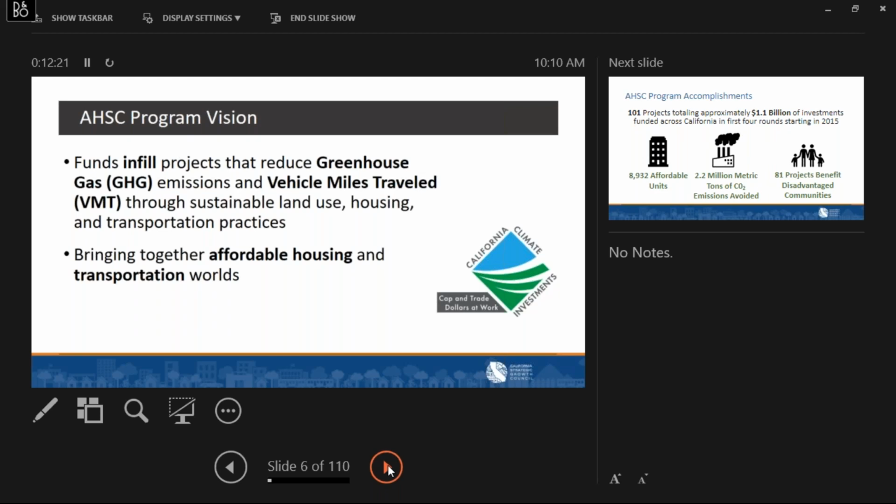So AHSC deals with that in a specific way. We fund infill projects that reduce greenhouse gas emissions and vehicle miles traveled through sustainable land use, housing, and transportation practices. So that means bringing together the worlds of affordable housing and transportation, funding both of those in tandem with each other in an integrated way.